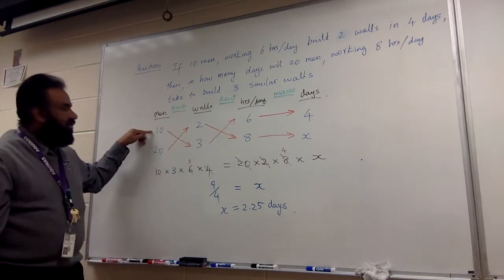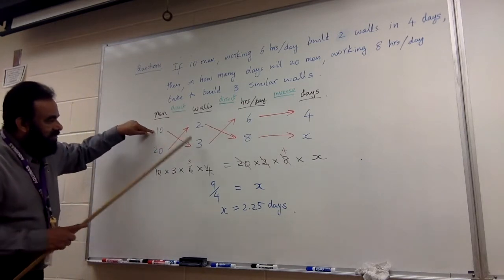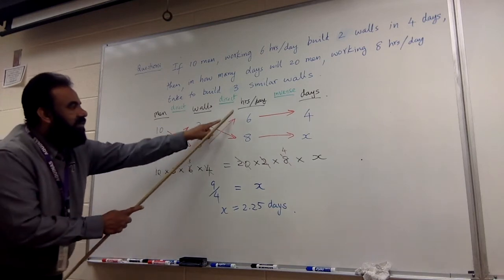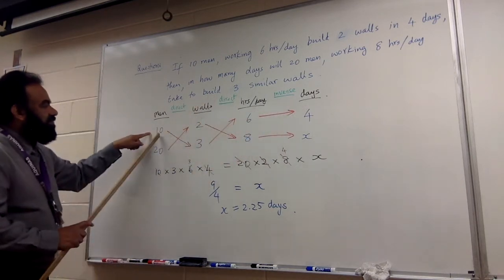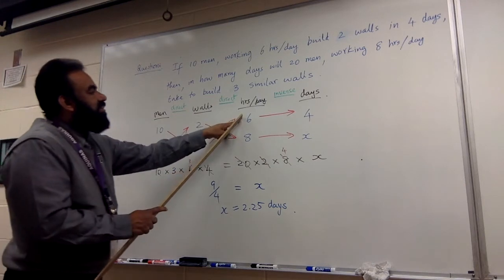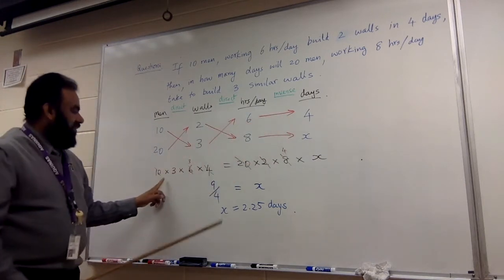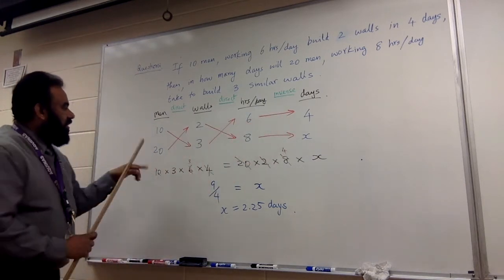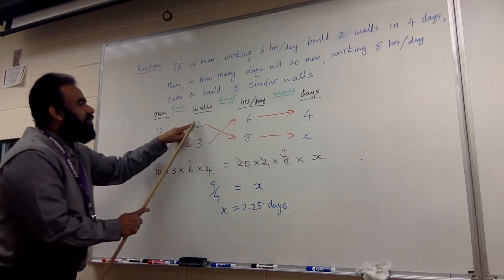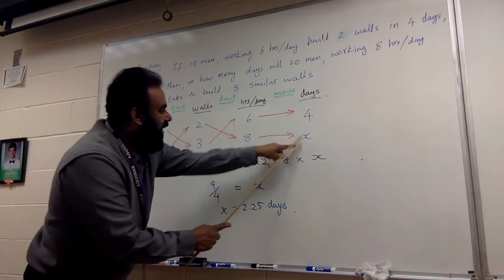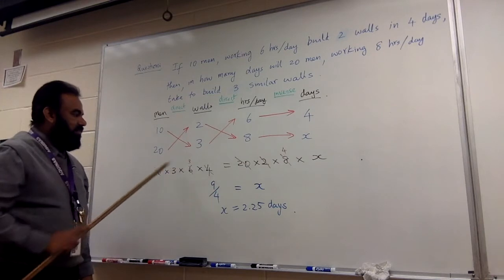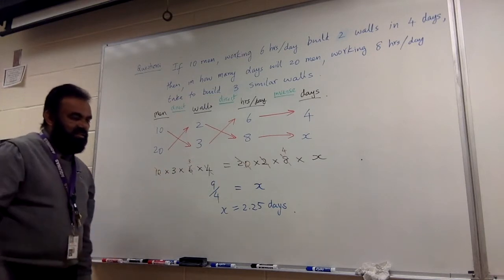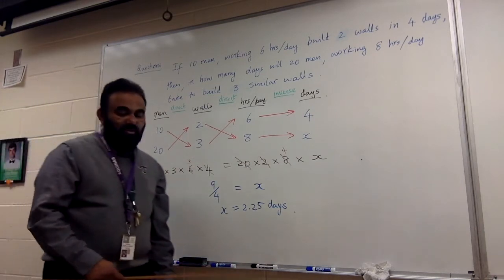Start from the left-hand top corner. 10 times 3. Just follow the arrows. 10 times 3 times 6 times 4. That's why I've written down 10 times 3 times 6 times 4 is equal to 20 times 2 times 8 times x. And then you simplify both sides, we get x as 9 over 4, which is 2.25 days.